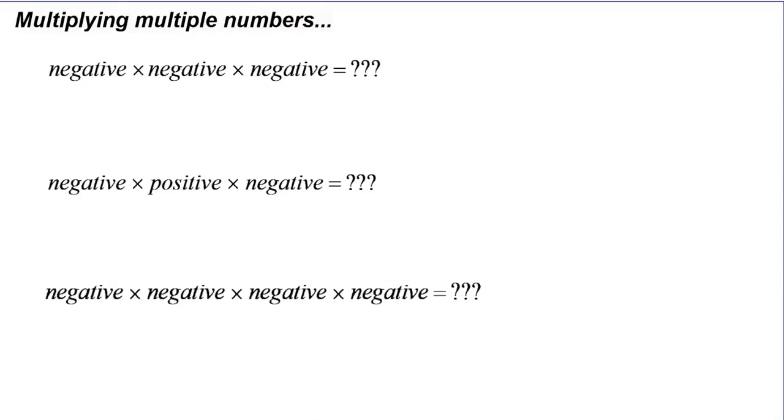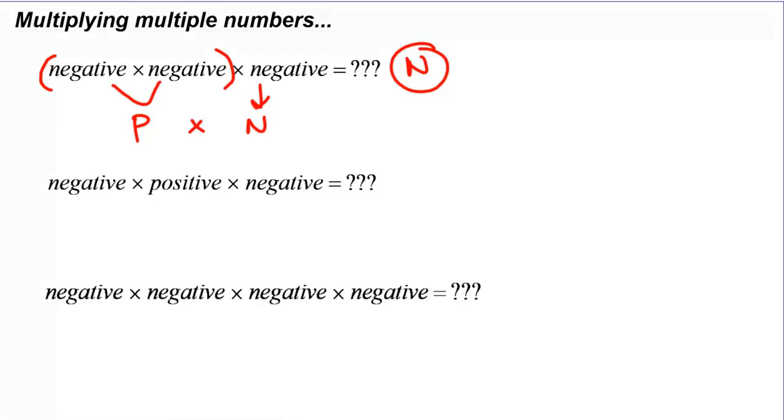A negative times a negative times a negative. Now, how do you think that's going to turn out? A lot of people, once they learn the rules to multiplication, will say, well, all the signs are the same, so this is actually going to turn out positive. Well, you'd actually be incorrect, because if we take these 2 at a time, and if we multiply this negative times a negative, that's going to be positive. And then I have to multiply it by this negative number right here. And a positive times a negative is negative. So this is actually going to turn out negative.